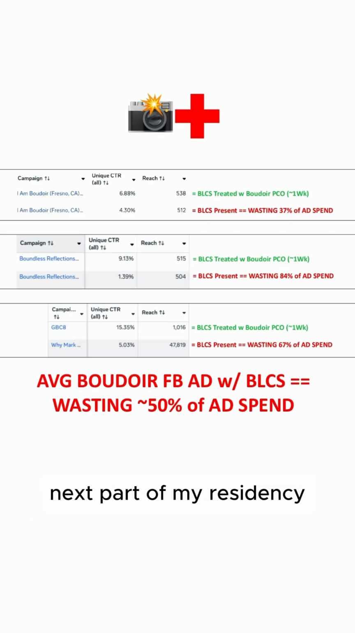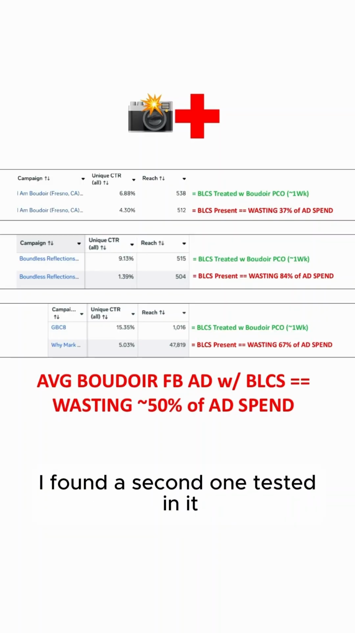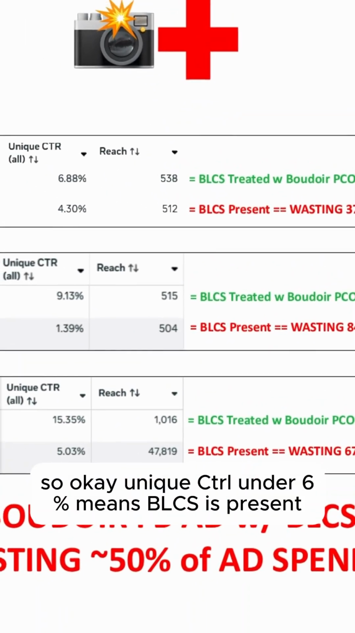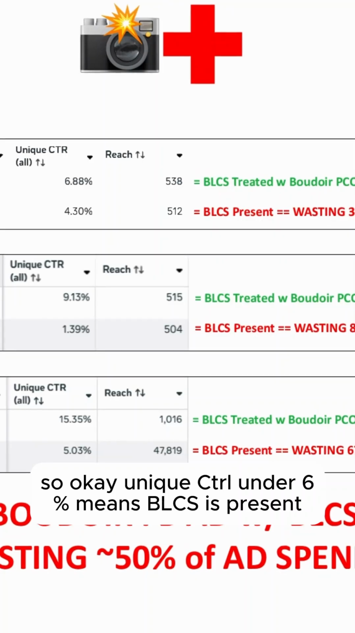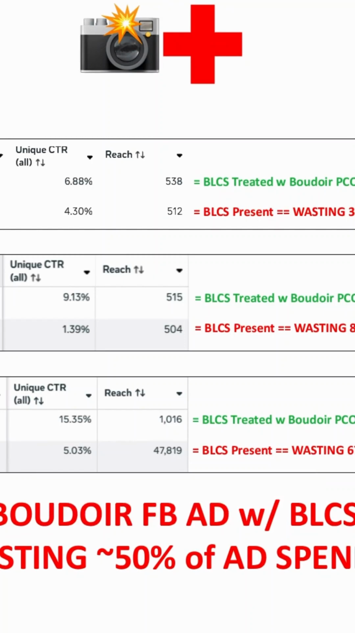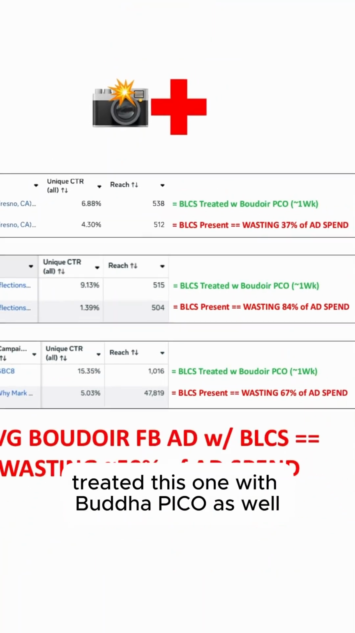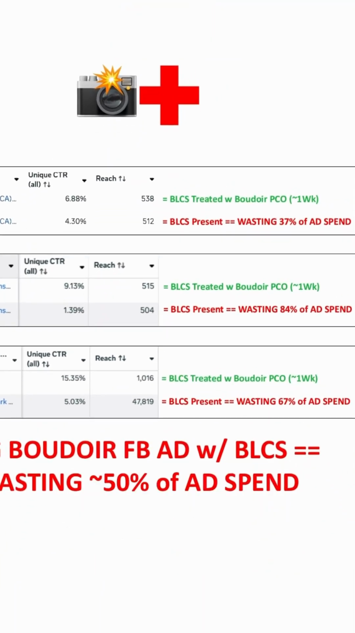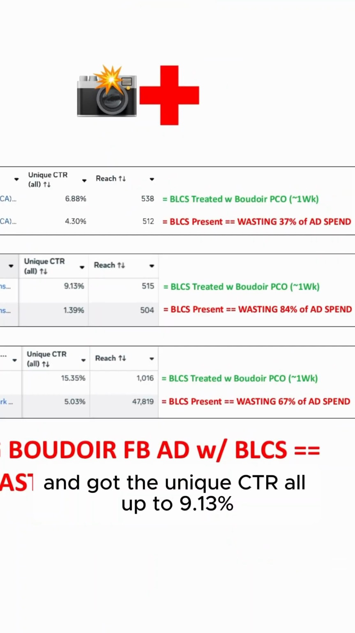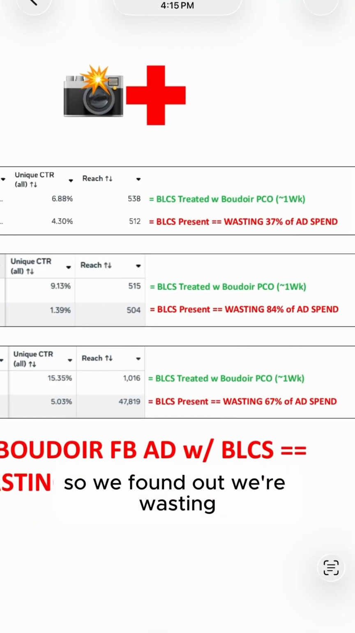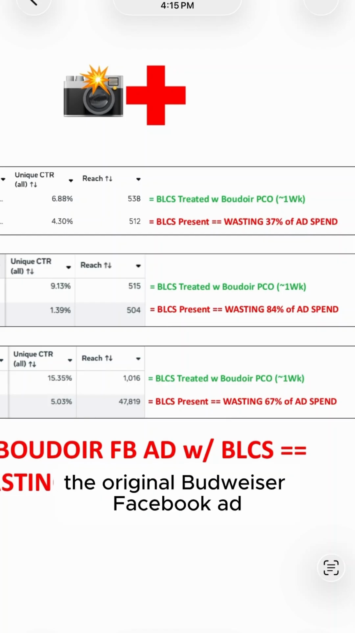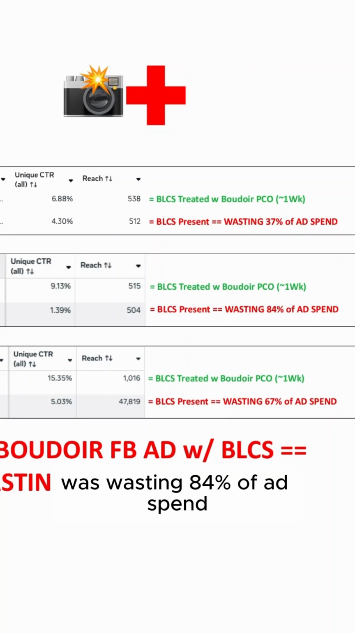Next, in my residency, I found a second one, tested it, and found its unique CTR all was 1.39%. So, unique CTR all under 6% means BLCS is present, Boudoir low click syndrome. So what we did was treat this one with Boudoir Pico as well. Takes about a week, and we got the unique CTR all up to 9.13%. So we found out the original Boudoir Facebook ad was wasting 84% of ad spend.